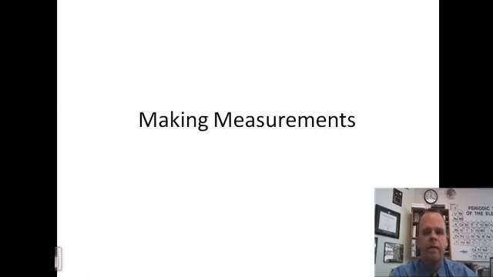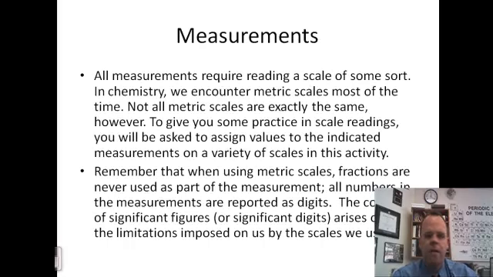Okay, the next thing we want to look at is how we correctly make measurements with the correct amount of accuracy and precision in our measurements and make sure we're recording the correct number of digits. When making a measurement, we have to have some sort of scale. The metric scale is going to be the most common thing that we use, but not all scales are exactly the same, especially depending on what piece of equipment we're using in the lab or in the classroom.